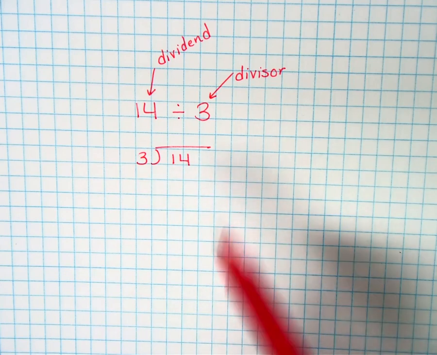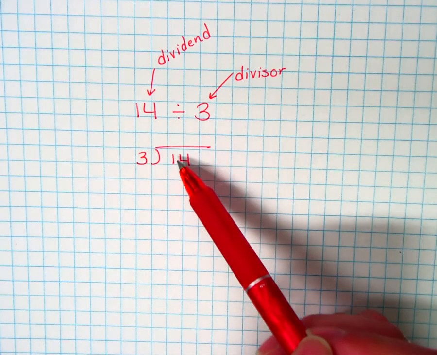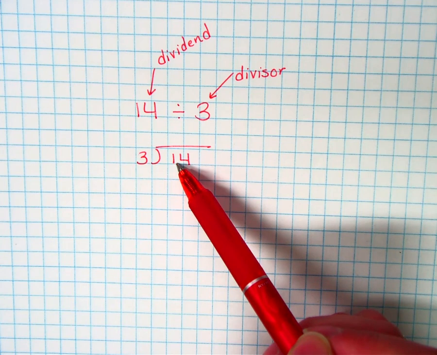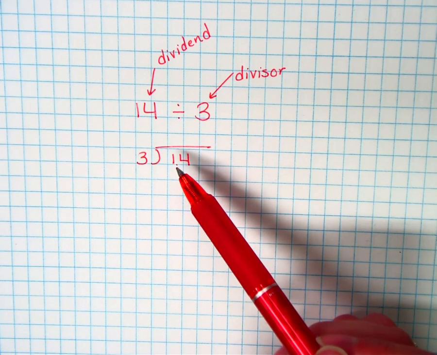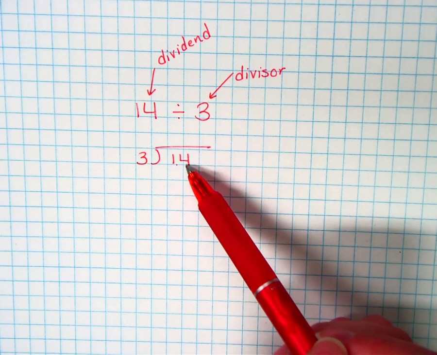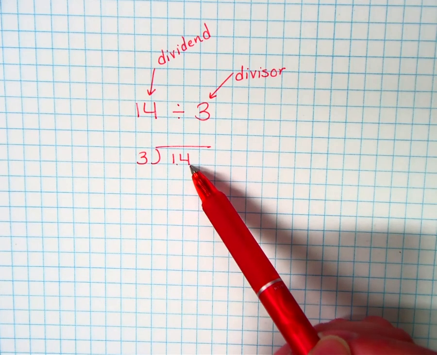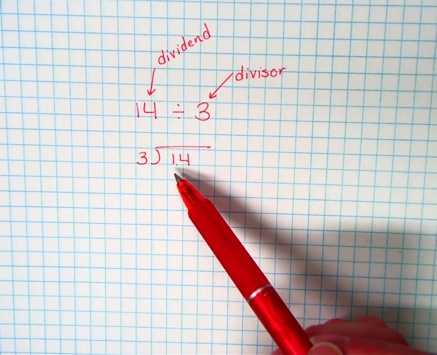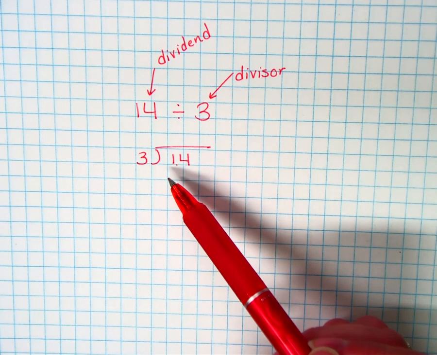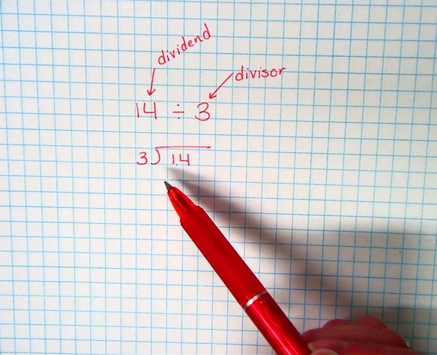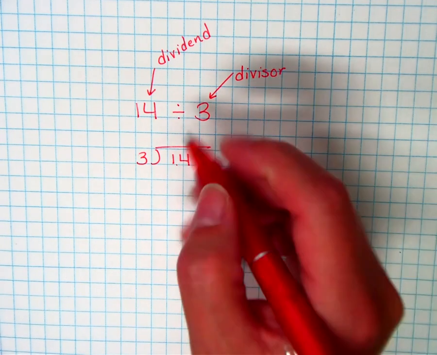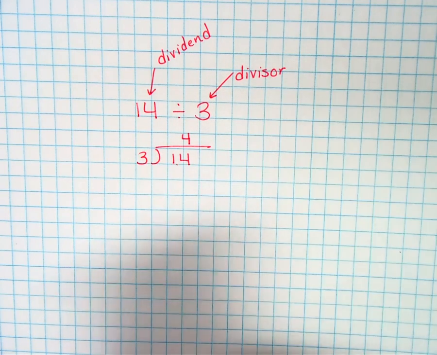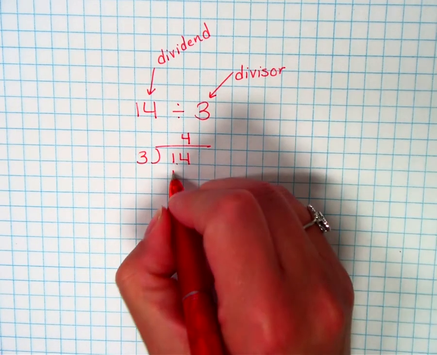Okay, yeah. So we check to see if 3 can go into 1. Can we break the 1 down into 3 groups? No, we can't. So we're going to go over to the 14. So now we're going to the second place. How many times does 3 break down 14? 4 and then some. So we know that 4 groups of 3 give us 12.